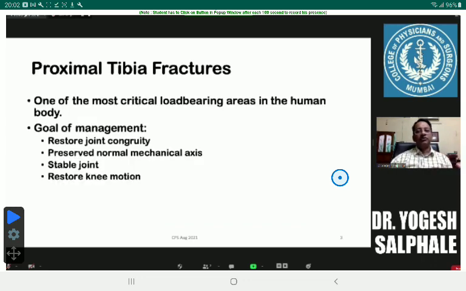Proximal tibial fractures involve one of the most critical load-bearing areas of the human body. So what is the goal? Restore the joint congruity, get all the broken pieces together, preserve normal mechanical axis, get a stable joint, and restore the knee motion. So these are the basic things you need to do: restore joint congruity, preserve normal mechanical axis, stable joint, and restore knee motion.